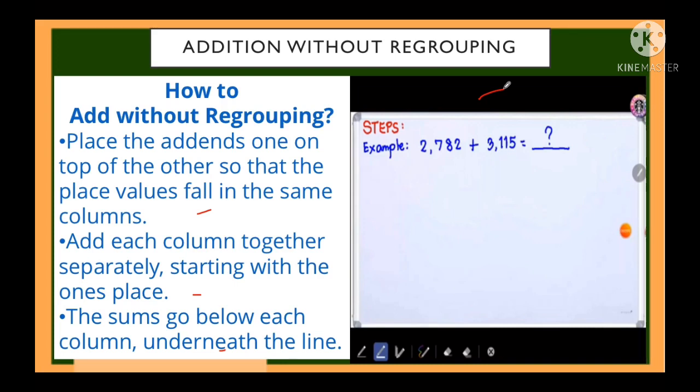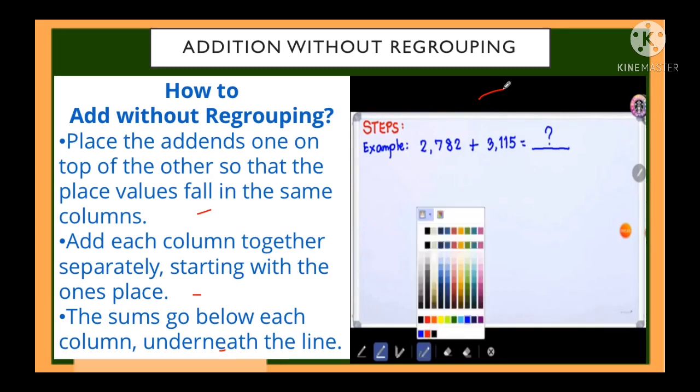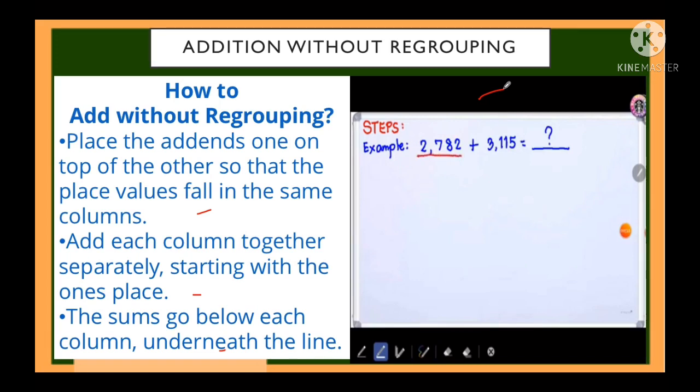If, for example, we have here two numbers, 2,782 plus 3,115. So we need to find the sum of these two addends. Okay, so our first step is we need to place the addends one on top of the other so that the place values fall in the same columns.